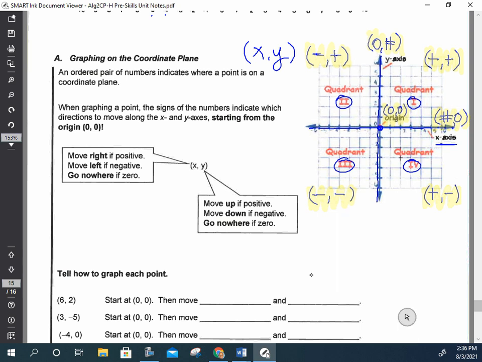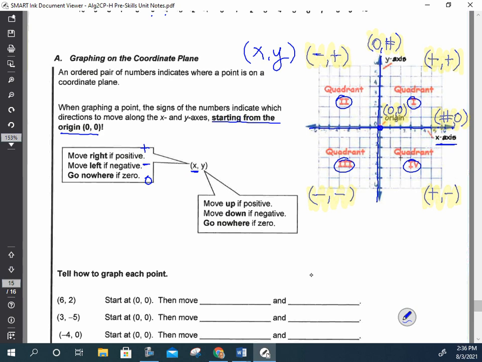With that, let's get into the 2 main things that you need to know about graphing: how to graph it and then how to identify the actual point. So when you are graphing, you always start from the origin. You're always starting at 0, 0, point blank period. Then you look at the x value. If it's positive, you're going to move to the right. If it's negative, you're going to move to the left. If it's 0, you go nowhere.